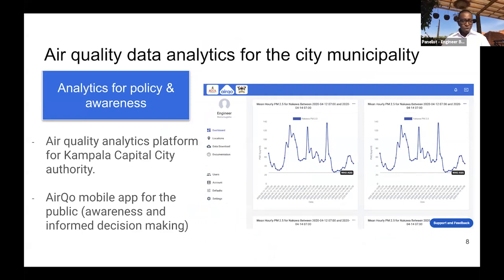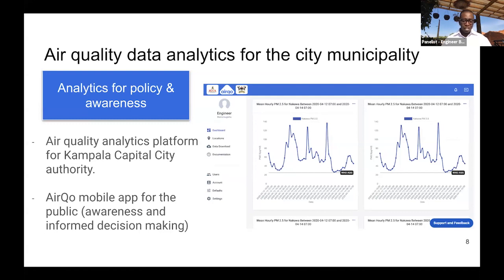In this particular case, we're building a custom dashboard for Kampala Capital City Authority, which is the city government responsible for managing the city. And this dashboard gives them the ability to see the pollution variations across the city. And this is informing decisions they can take in terms of at least understanding the variation of air pollution across the city, but also trying to understand which divisions, which parts of the city might need more attention.